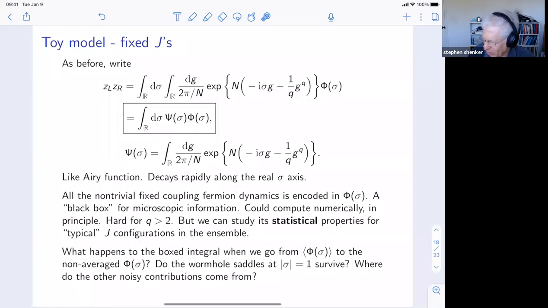We can do it by saddle point. Do the wormhole saddles at sigma equal 1 survive? Where do the other noisy contributions come from? This is now a one-dimensional integral. Okay, and we know that there's a big contribution from sigma equals 1, the wormhole saddle. Where on the sigma line does the rest of the stuff come from? That's the kind of stuff you can examine in great detail.